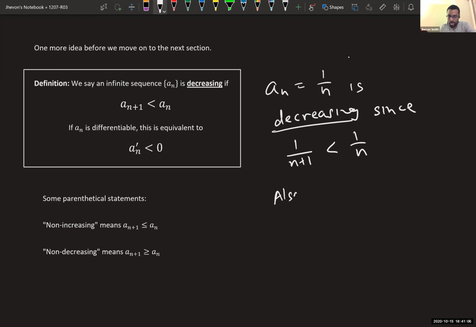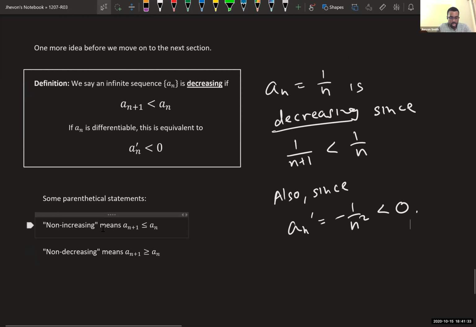Also, since a_n prime would be minus one over n squared, which is negative. So there are a couple ways you can talk about whether a sequence is decreasing or not, and those are the two most popular ways. Show that when you plug in n plus one into the formula, you get something that's definitely less than if you had plugged in just n into the formula. Or just find the derivative.